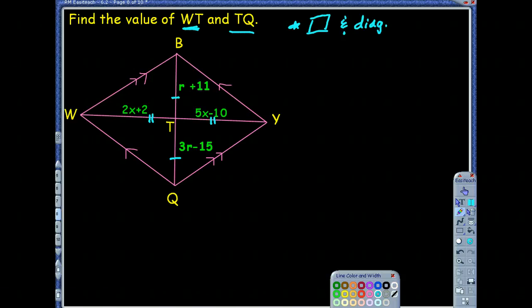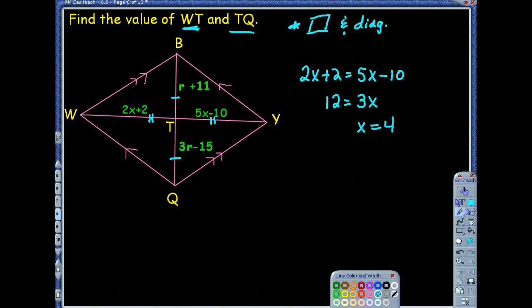Okay, so if we're finding WT, we're going to have to find what? Well, I'm really going to have to figure out what x is first. Yes, and how are we going to do that? I noticed that we said those two pieces are congruent. So 2x plus 2 should equal our 5x minus 10 because we know if they're congruent, their measures are the same. Okay. So when I go and solve this, this is going to be what? 12 equals 3x. So x equals 4.